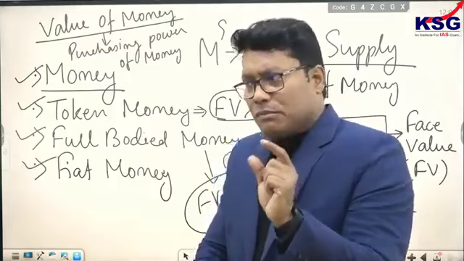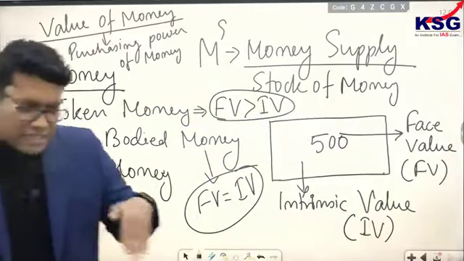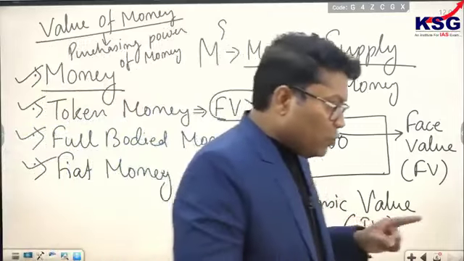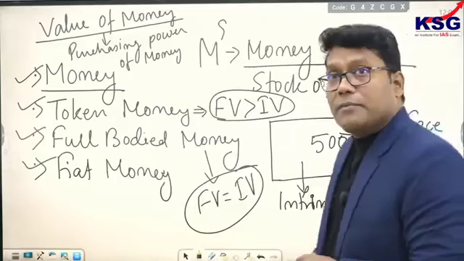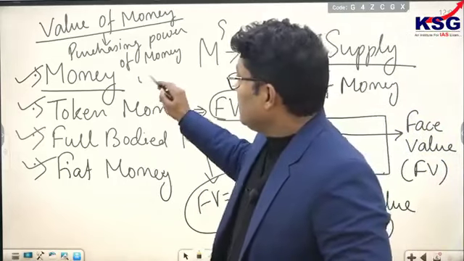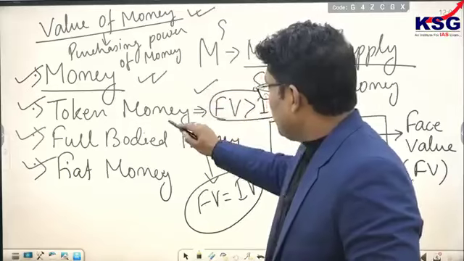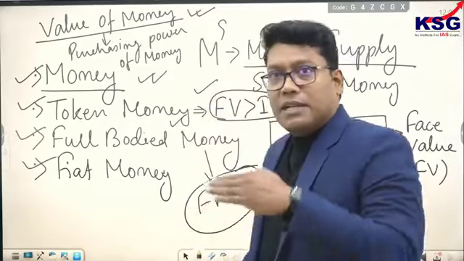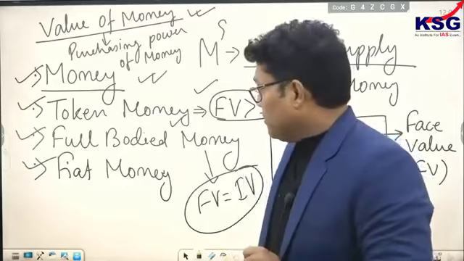So what you get from this example is that if anything is to act as money, its face value must be higher than its intrinsic value, otherwise it can't act as money. So money is clear, dear. The value of money concept is clear. Token money is clear. Full bodied money is clear. And if the intrinsic value is more than the face value, it can't act as money. So you have to remember.